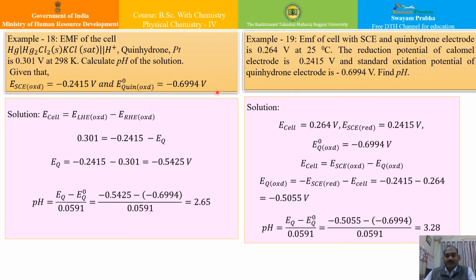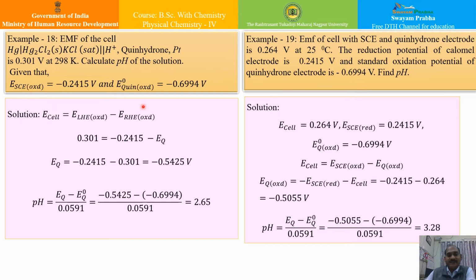Okay, friends, we must understand its applications in the form of such numericals. If we see a few numericals, it will be very useful for us to understand this concept as a whole. Let us take this example wherein the EMF of the cell is to be determined. This is my particular cell, wherein quinhydrone is one of the parts. Now the EMF is given as 0.301 volt at 298 K, and I need to calculate the pH.